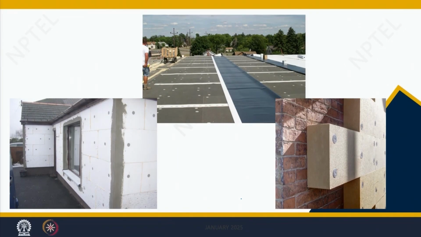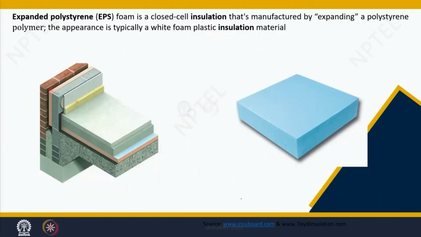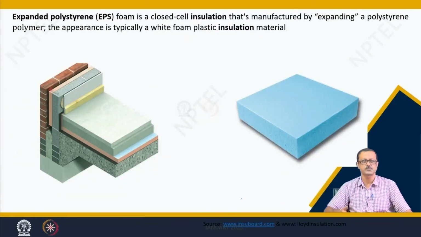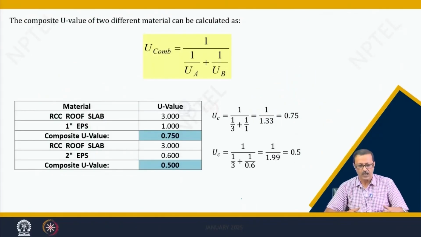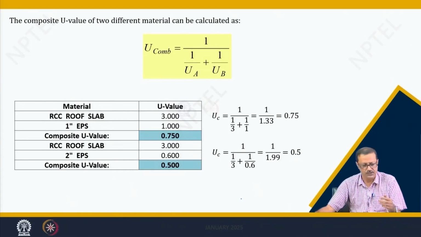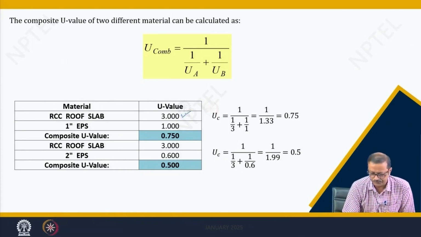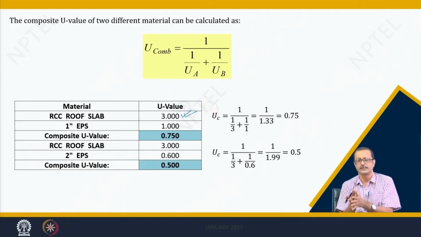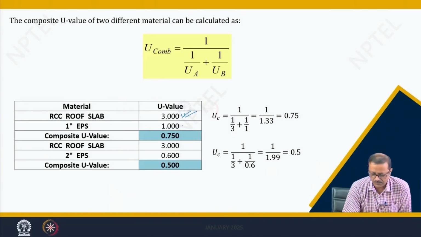So, how can that be reduced? Maybe shading, maybe some kind of insulative material. The expanded polyolefin material is very useful for this purpose. So, now how can I use it? Suppose there are two materials, the combination: UA is your RCC slab, suppose your U value is 3, and UB, the new material you are putting up, the next new material, is your 1 inch expanded polyolefin, which has a U value of 1.